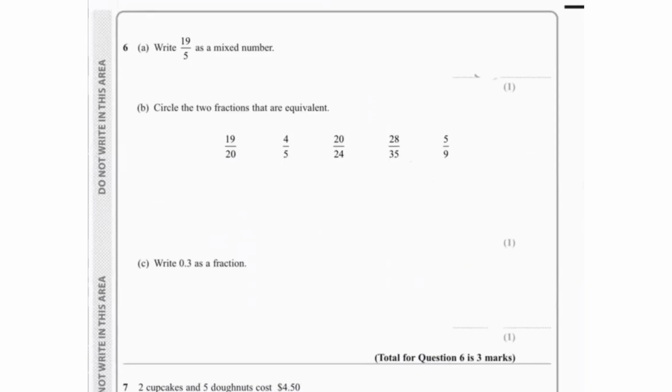Then it says write 19/5 as a mixed number. So when we're rewriting an improper fraction as a mixed number, we will divide the numerator by the denominator. So 5 threes are 15. 19 minus 15 is 4. So it's going to be 3 whole number, 4/5. The remainder becomes the numerator and quotient is the whole number.